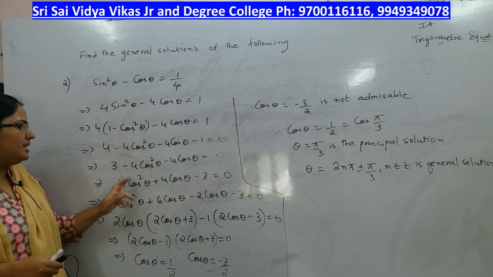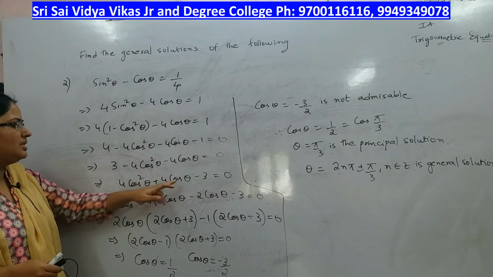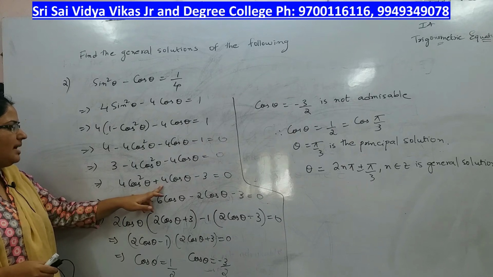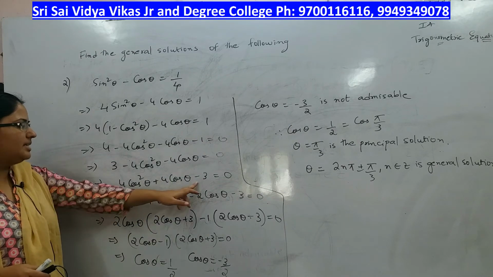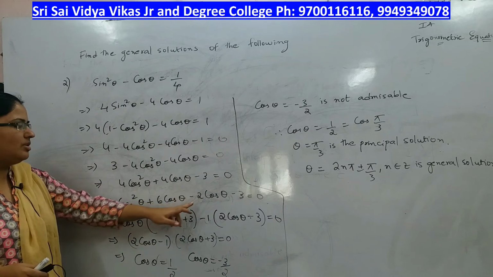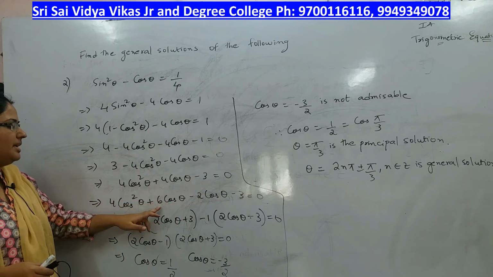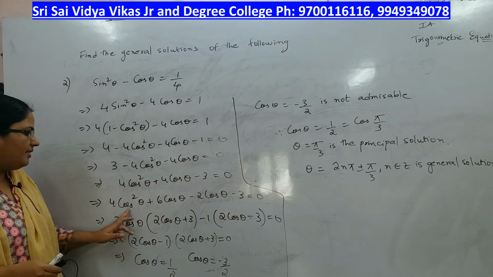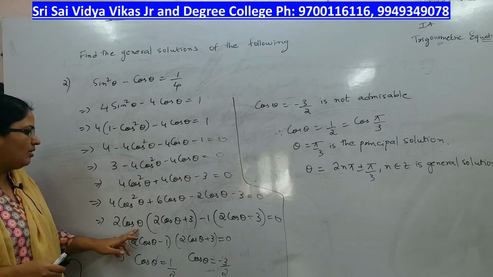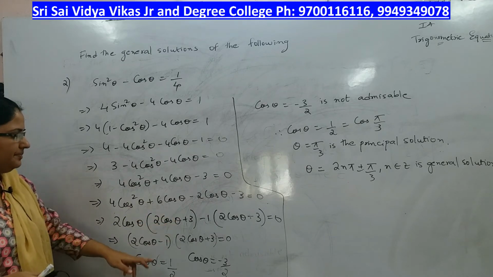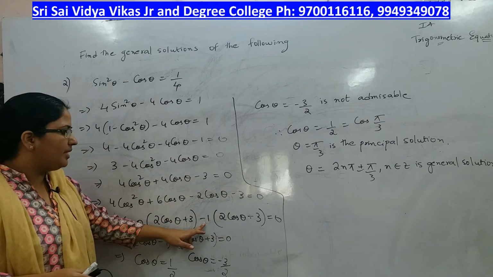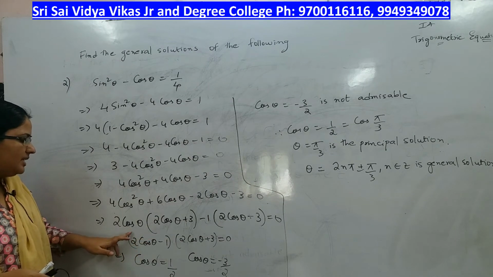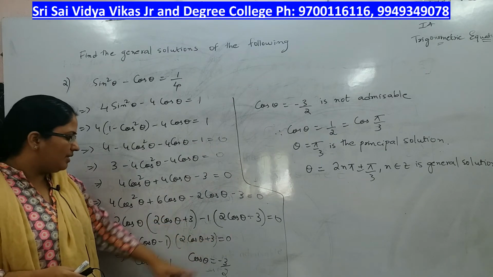Bring all the terms, take the minus sign common, you have 4 cos² θ + 4 cos θ - 3 = 0. 4 into -3 is -12, so 6 into -2 is also -12. So 4 cos θ can be written as 6 cos θ - 2 cos θ - 3 = 0. From these two take 2 cos θ out, you have 2 cos θ + 3. From these two take -1 out, you have 2 cos θ + 3 = 0. (2 cos θ - 1)(2 cos θ + 3) = 0.